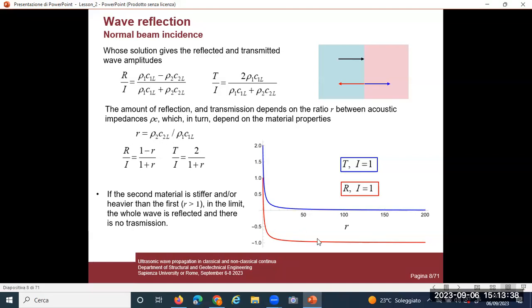Actually, you have to observe that also values of R larger than 1 are possible. And in fact, when R is very large, it means that the second material is very stiff and/or heavier than the first one. And in the limit, the whole wave is reflected and there is no transmission.